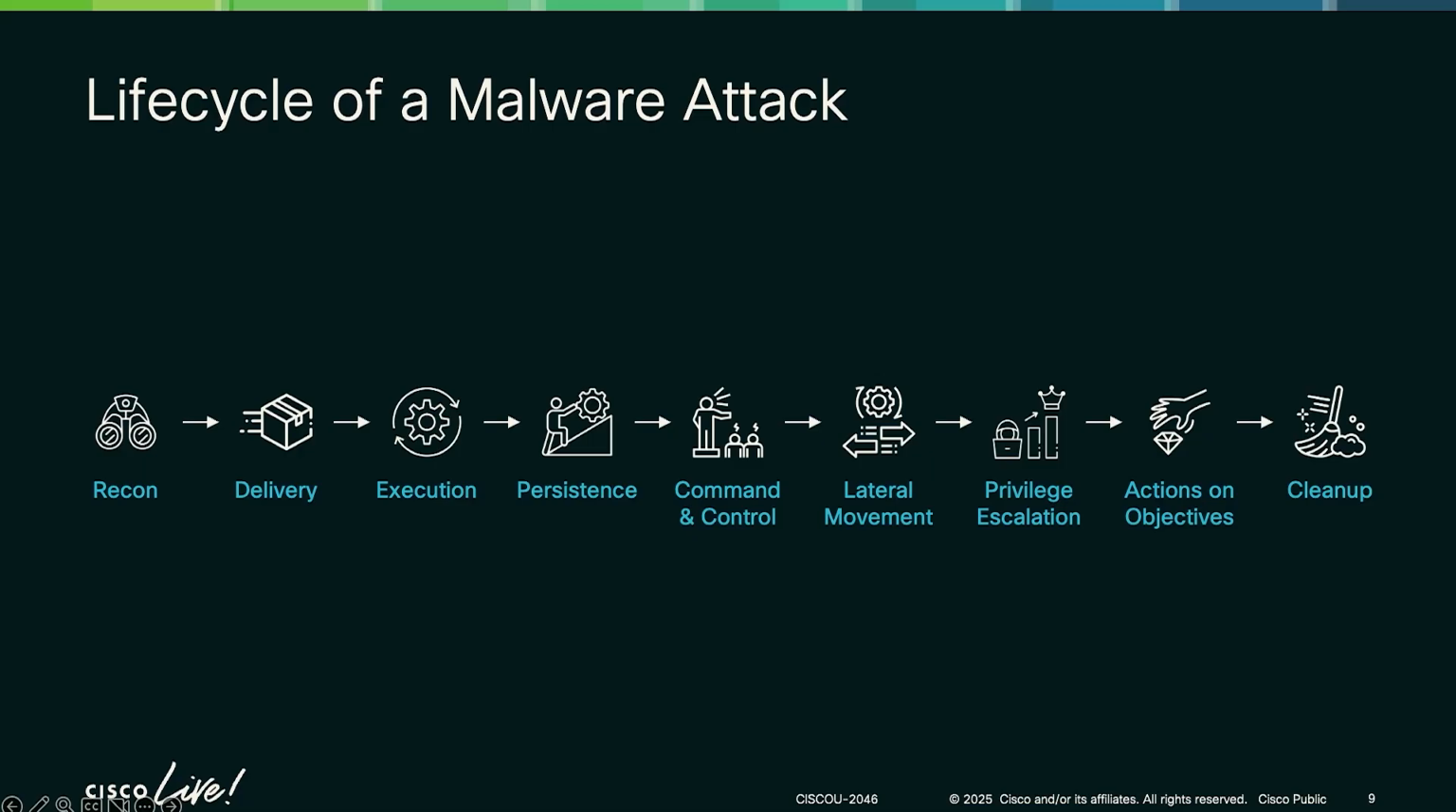Oftentimes, once it's done all of this, there's usually some kind of action or objective that it's trying to achieve. Maybe it's data exfiltration. Maybe it's what a piece of ransomware would do and encrypt and hold up a ransom note. But oftentimes, a very common one, let's just say for this example, is data exfiltration. It's going to try to extract data out, and then it's going to try to clean up after its own tracks, so that way people can't catch it as quickly as possible and don't realize that they've been compromised. So this is kind of the typical life cycle of a malware attack.